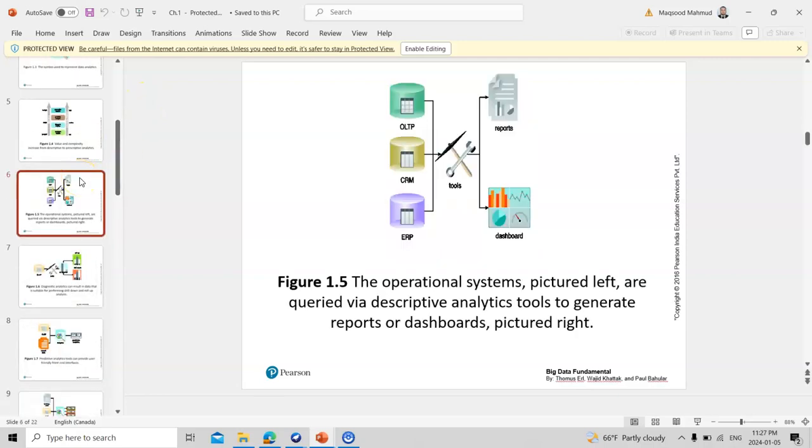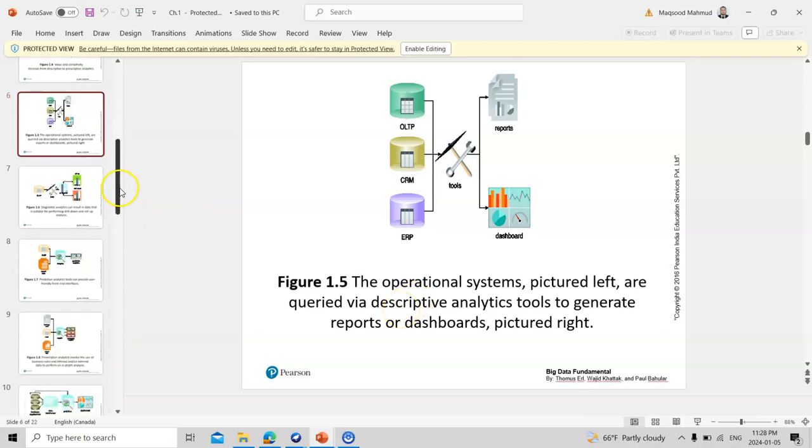The second would be, for example, a sentence like: operational system data is queried via descriptive analytics tools, right? It asks what tools are used for the operational system. The options would be given, like descriptive analytics, predictive analytics, or diagnostic analytics. The answer for the operational system would be descriptive analytics, right? So this is one of the questions.